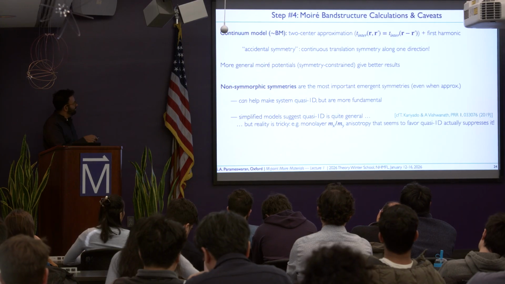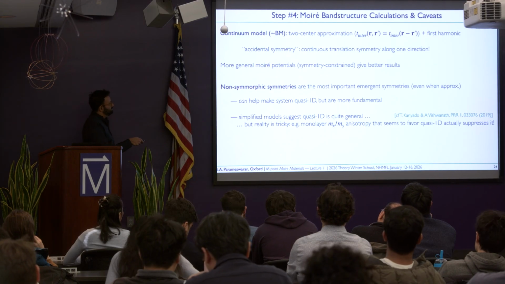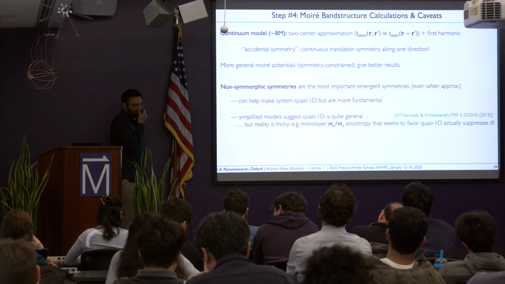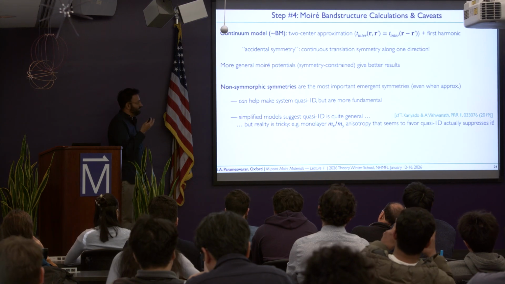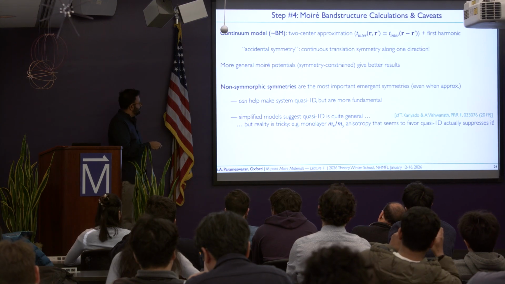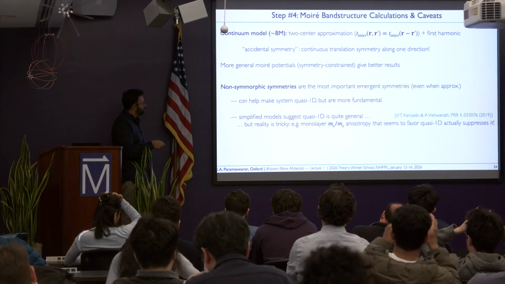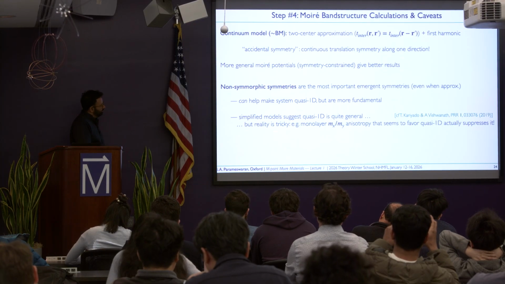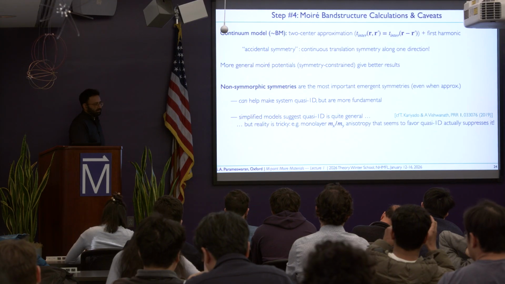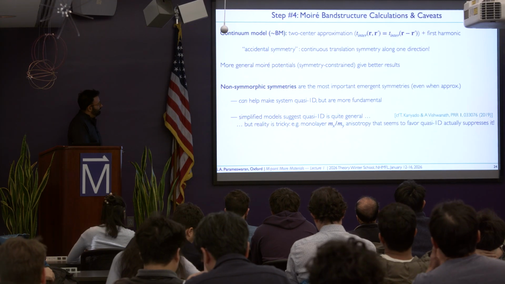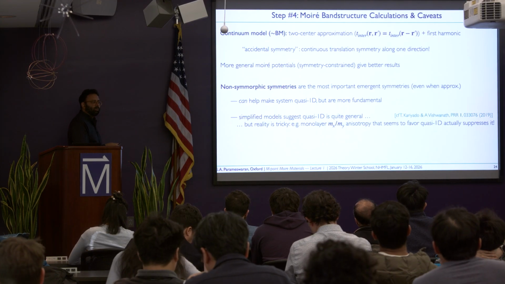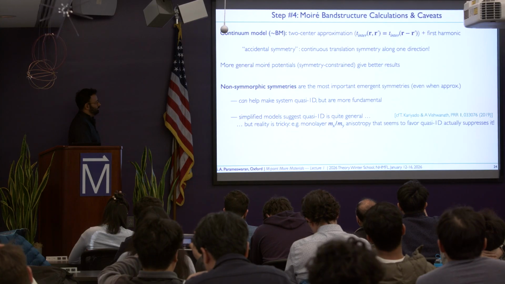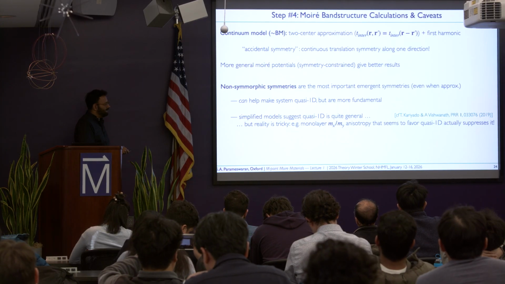And just to recap, the non-symmorphic symmetries are the ones we should think about. They're the most important emergent symmetries, and they're important even when they're approximate. As I said, they can help to make the system quasi-1D, but they're more fundamental. An important point is that people have thought about generalized twist angles before, and those simplified models suggest that quasi-1D behavior is quite general for twisting these M-point materials. But it turns out reality is trickier.